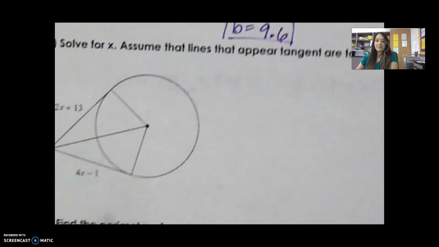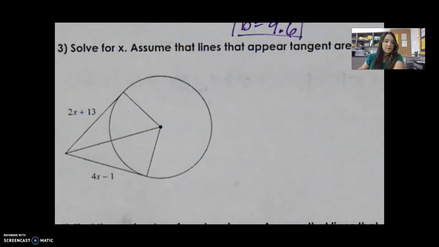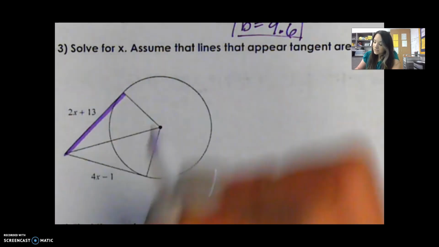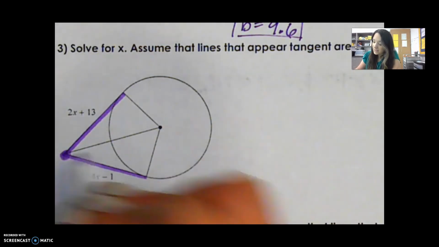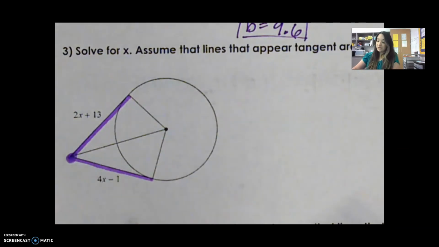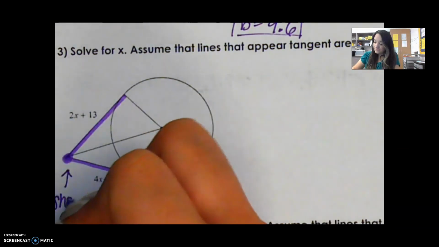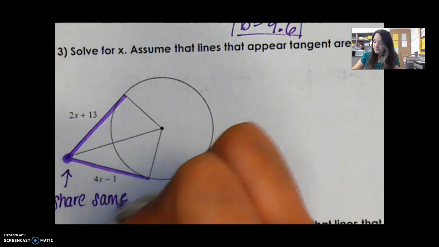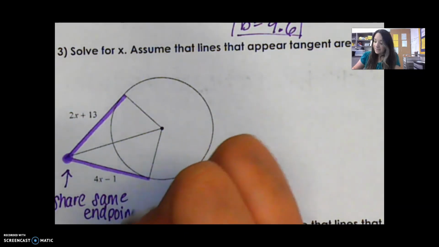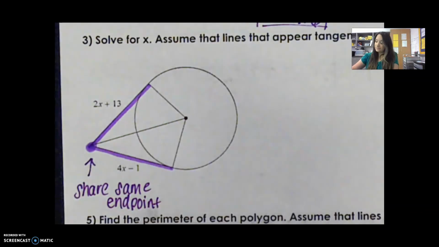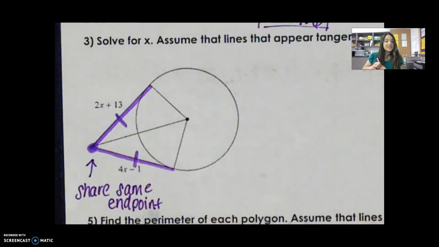Next example, we've had a lot of practice with, so I don't want to spend too much time on this. Now, remember that if you have two tangent lines that share the same endpoint, they are going to be equal to each other, and I'll keep it purple to match my notes. These two tangent lines share the same endpoint, so let me write that. They share the same endpoint. So that means they are congruent to each other. So you'll set this equation up and solve for x.